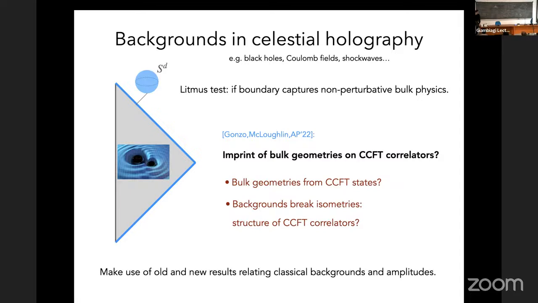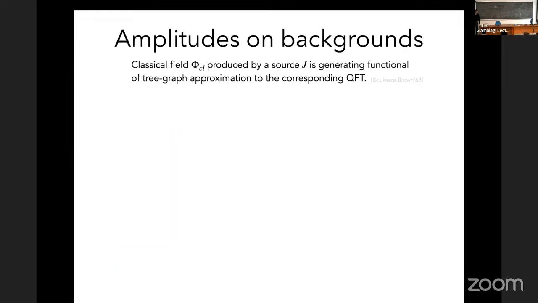And this will make use of some old and new insights that relate classical backgrounds to scattering amplitudes. So this is in particular work of the last couple of years. Here we should remember that if we want to describe amplitudes on backgrounds, the classical field called phi that's produced by a source J is the generating functional for tree graph approximation to the corresponding quantum field theory.